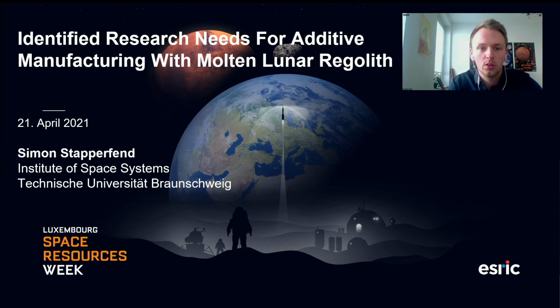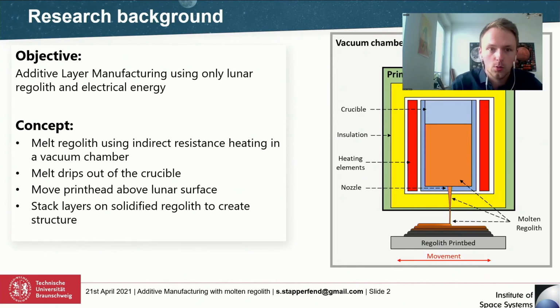My main research field is robotics and lunar ISRU. For example, I've worked again at the Moonrise payload, and right now my PhD is about the additive manufacturing with molten lunar regolith. And let me tell you what that is. The main focus is that we want to build structures on the moon using only the lunar regolith and electrical energy. So we don't want to use any additional binder materials that we have to bring from Earth to the moon. And so we want to reduce the potential costs of a lunar base.